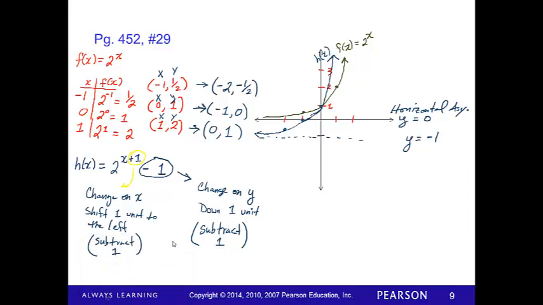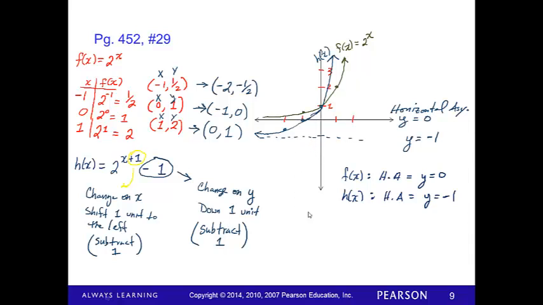Okay, then it said, give the equations of the asymptotes, which we have. Let's write it again. F of x has a horizontal asymptote of y equals 0. H of x has a horizontal asymptote of y equals negative 1. Remember, 2 to the x power has a horizontal asymptote at y equals 0. It will never touch the x-axis. And then when you shift h of x down a unit, that horizontal asymptote also goes down and it is at negative 1.